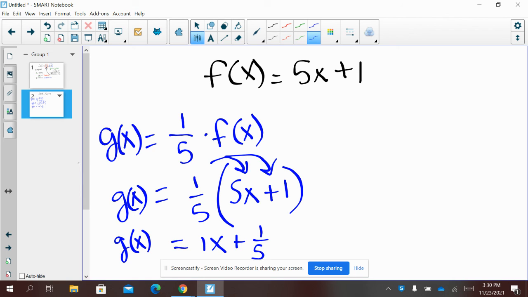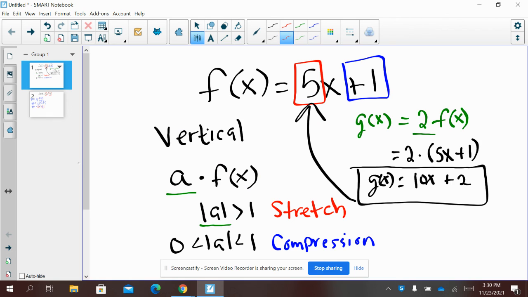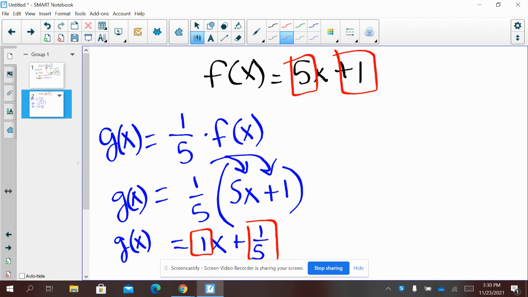So we'll see that both the slope and the y-intercept did change. Here's my new slope. Here's my new y-intercept. Here's my old slope. Here's my old y-intercept. So since both of them change, we know it's vertical. And in fact, it is a vertical compression because if I go back here, 1/5 is somewhere in between 0 and 1. So this is a vertical compression. That means that both the slope and the y-intercept are scaled by a factor of 1/5.